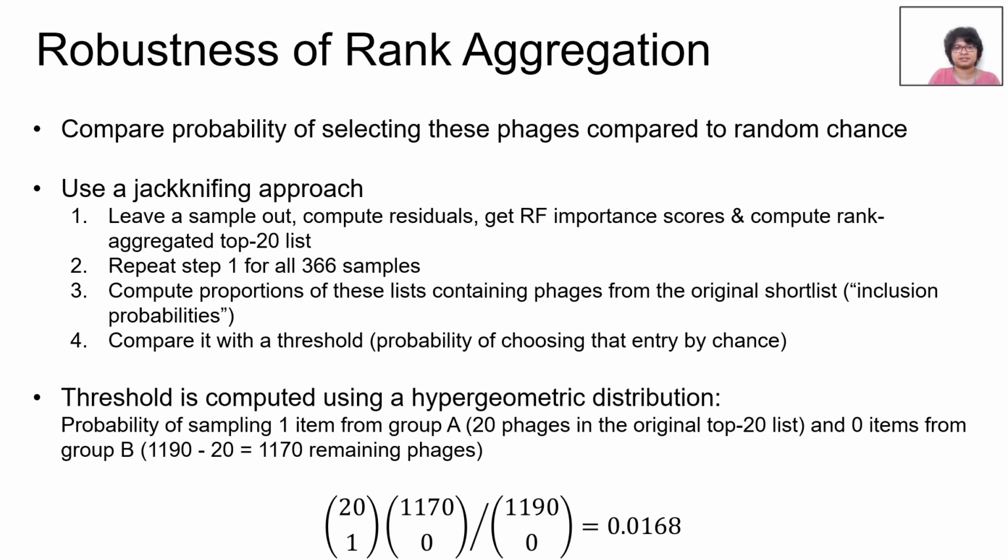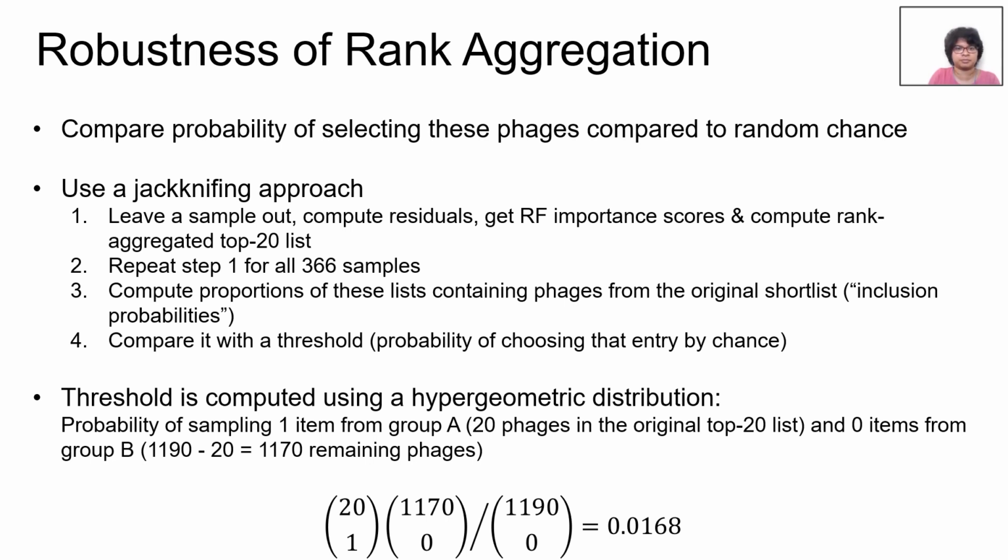From the 366 samples, we left one sample out and repeated the steps to obtain the corresponding top 20 rank aggregated list, and repeated this for all 366 samples to get 366 lists. We then find the proportion of phages in the original shortlist, the one where no samples were removed, that occurred in these 366 lists. We call these the inclusion probabilities for each phage.